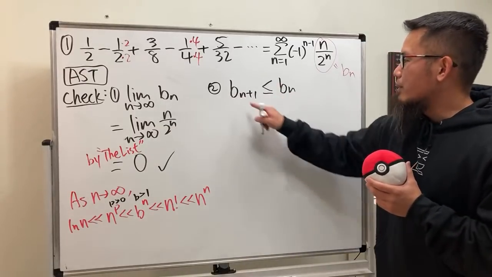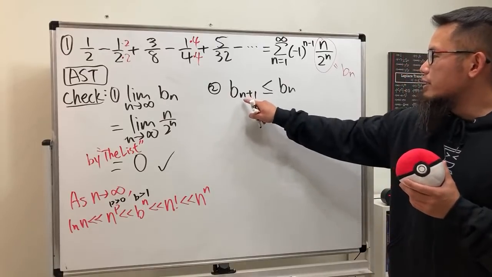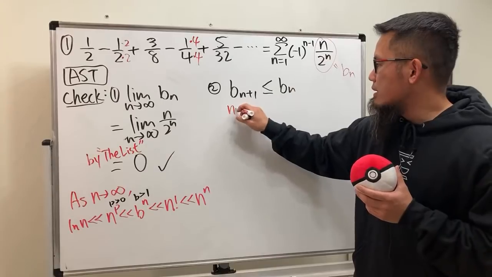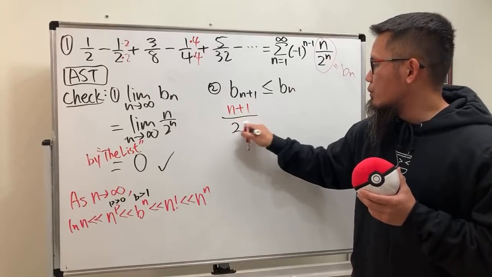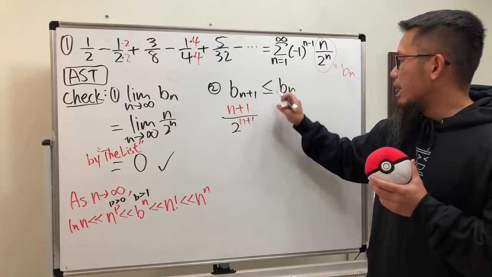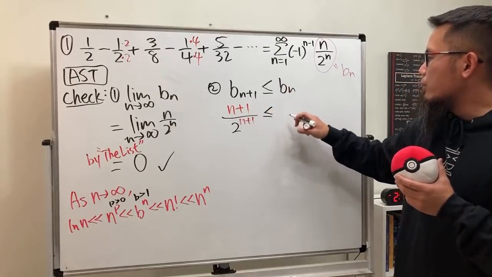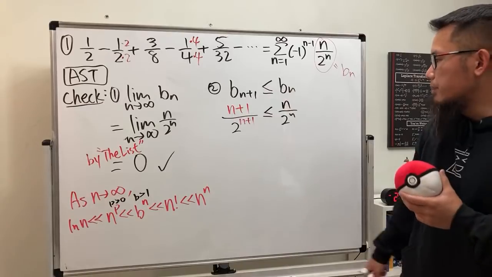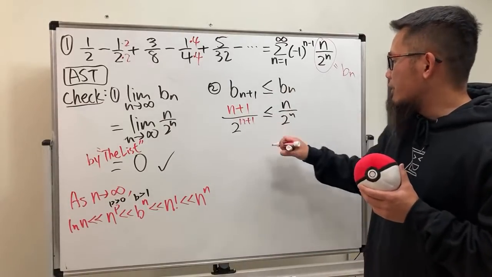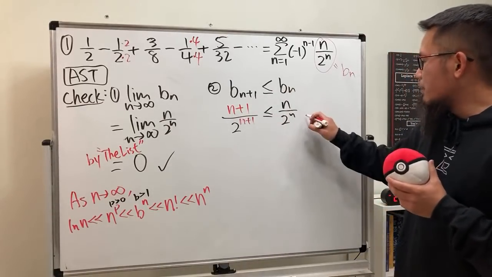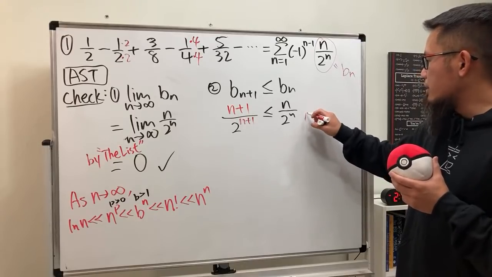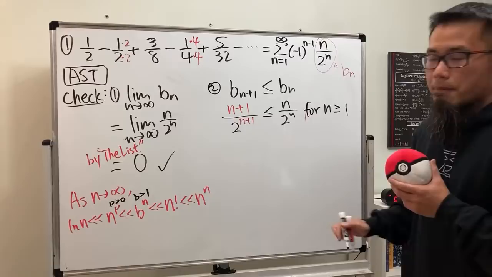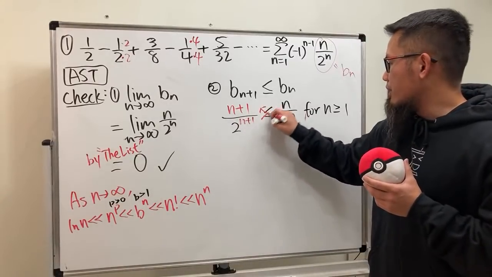If you put this down, b_(n+1), you just put n plus 1 into here and here, so we get (n plus 1) over 2 to the n plus 1. And we are trying to see if this is less than or equal to n over 2 to the n. And just do the typical work. Because everything's positive, we can cross multiply, and by the way, we should say for n greater than or equal to 1. Anyway, just do the usual thing.